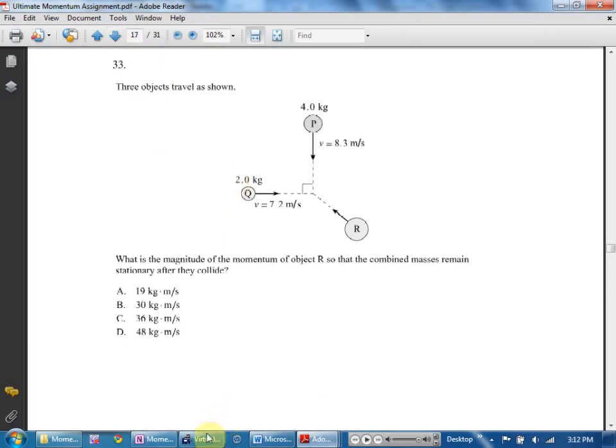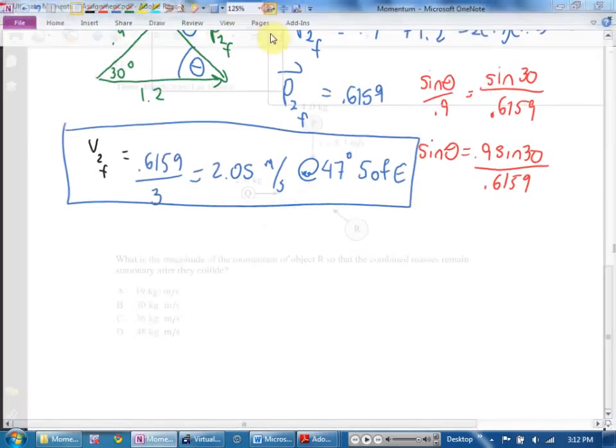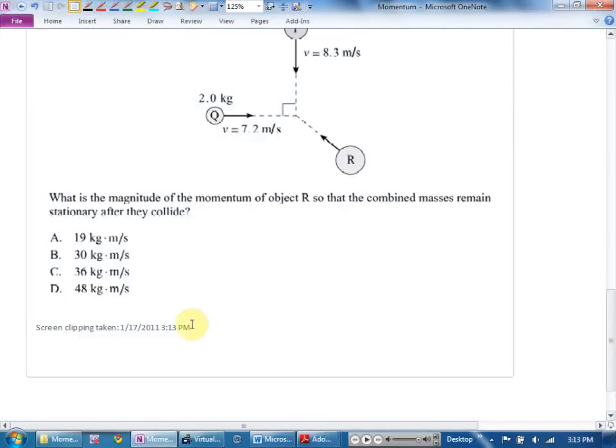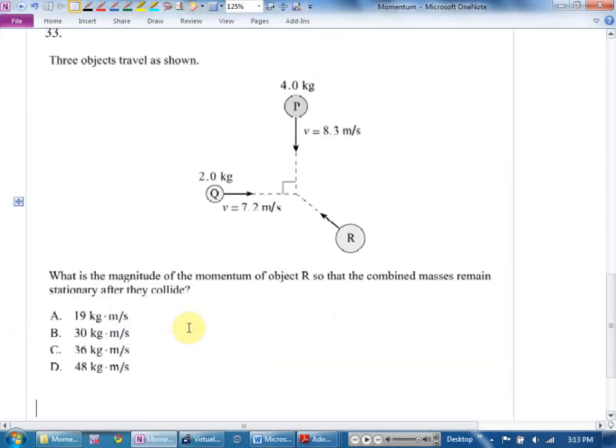Okay. 33. What do I want? In this case, this is a bit different, Brandon. I know the final momentum. What do I want the final momentum to be? What word tells me 0? Stationary. Why does that help? Momentum is what times what? So if you're stationary, what's your velocity? And since momentum is mass times 0, what's your momentum?